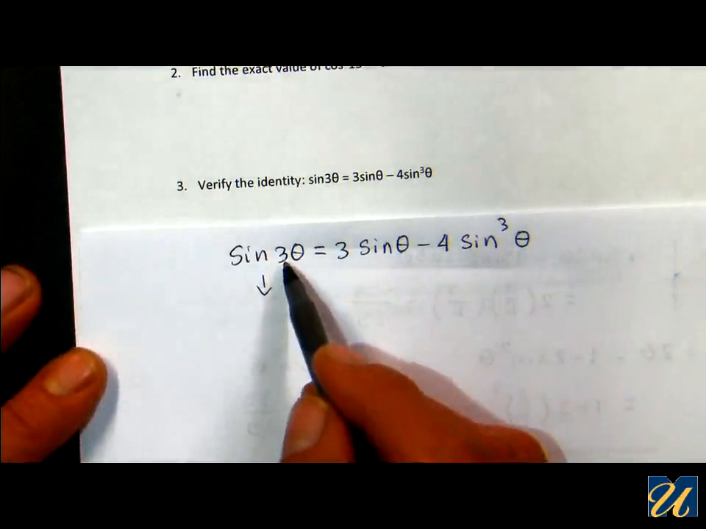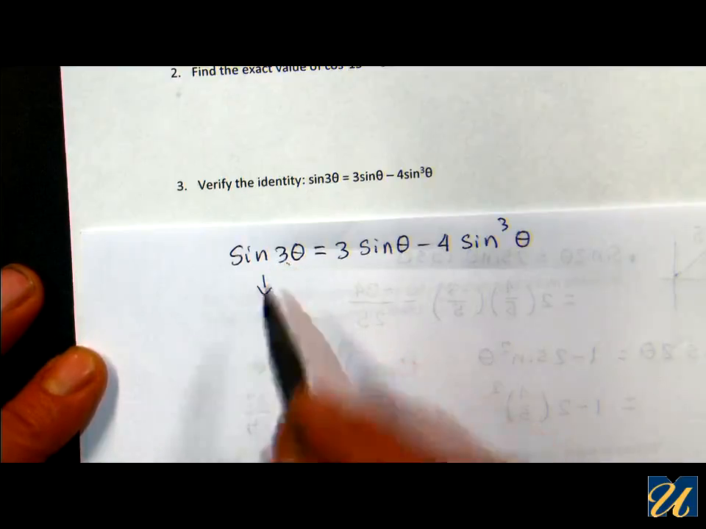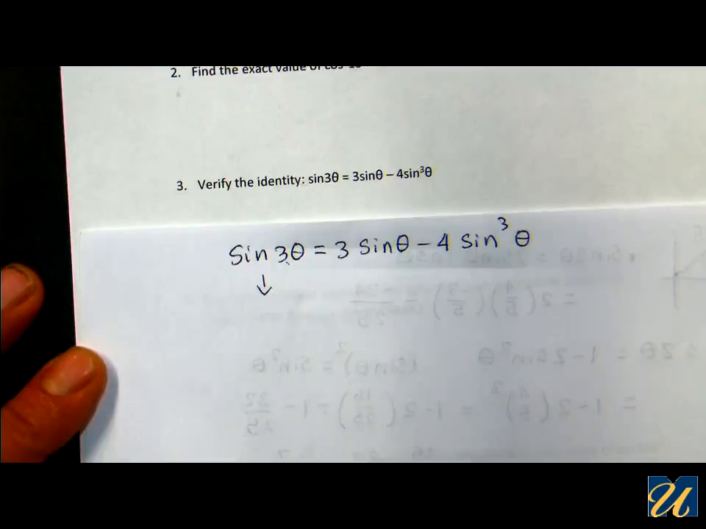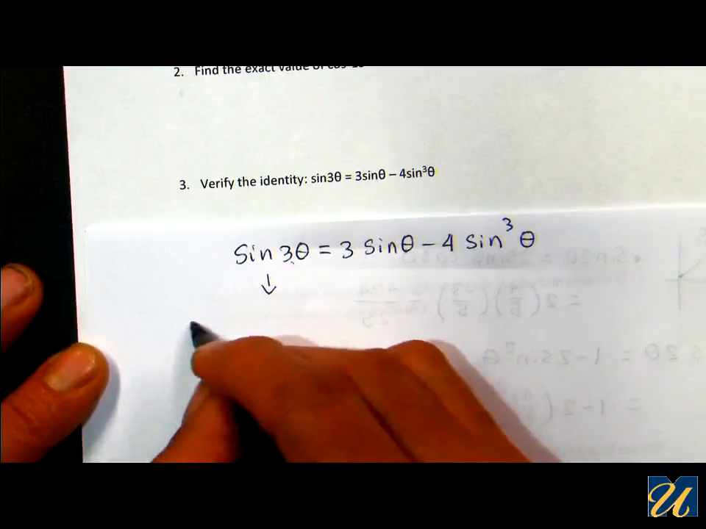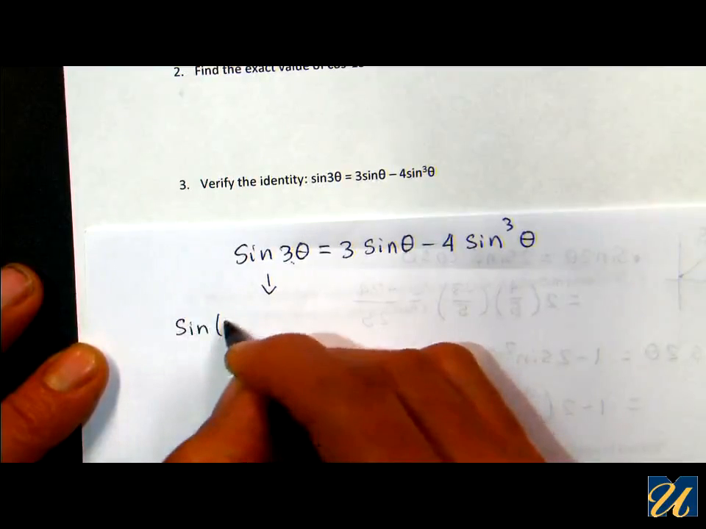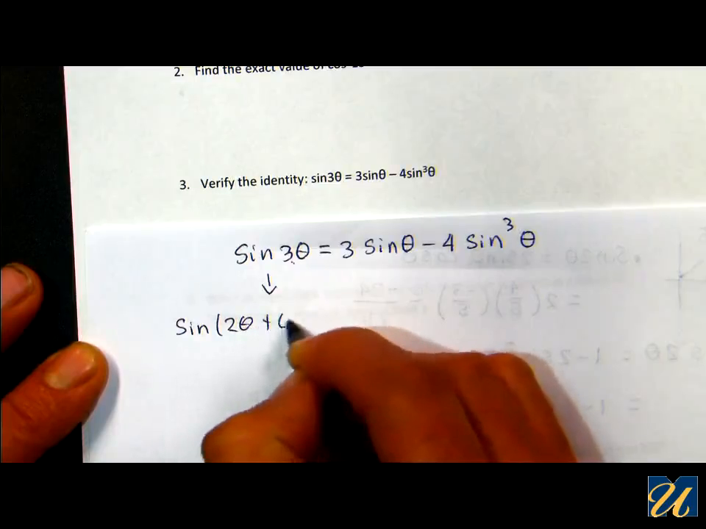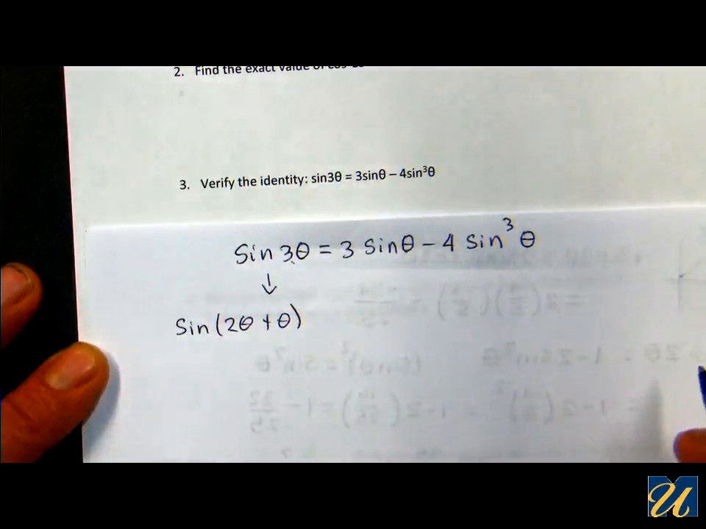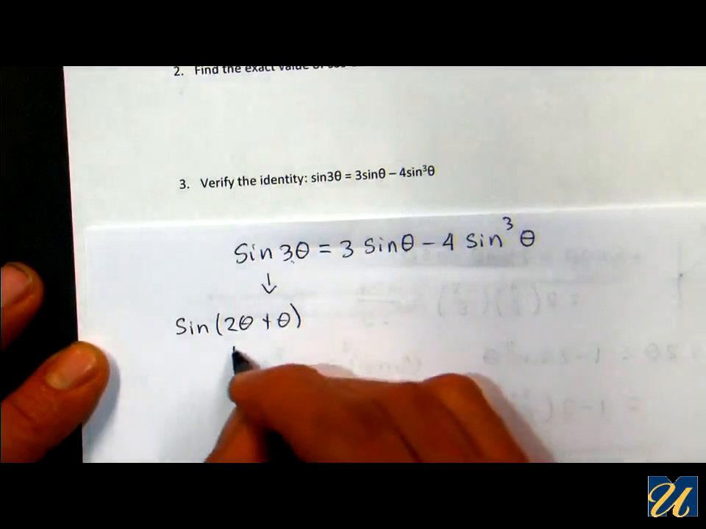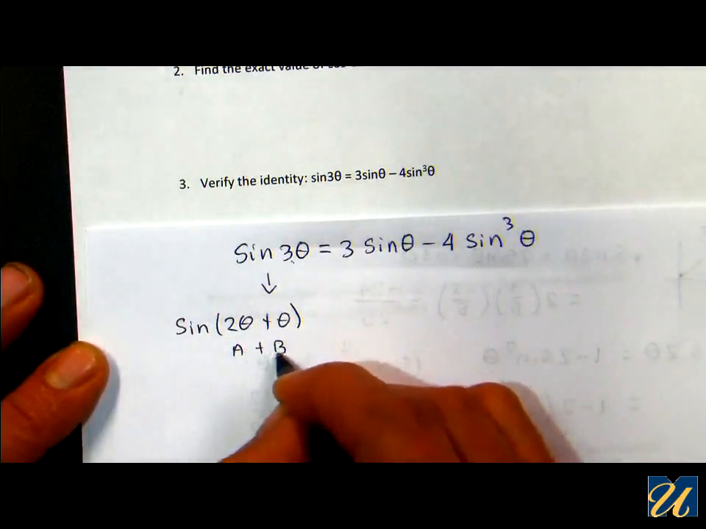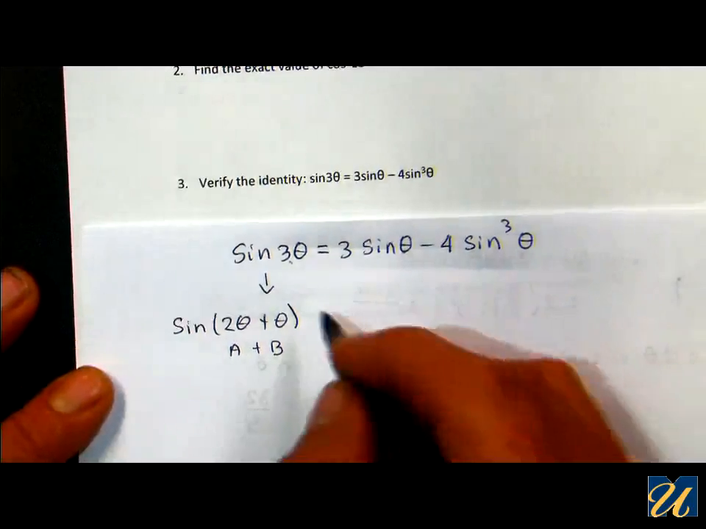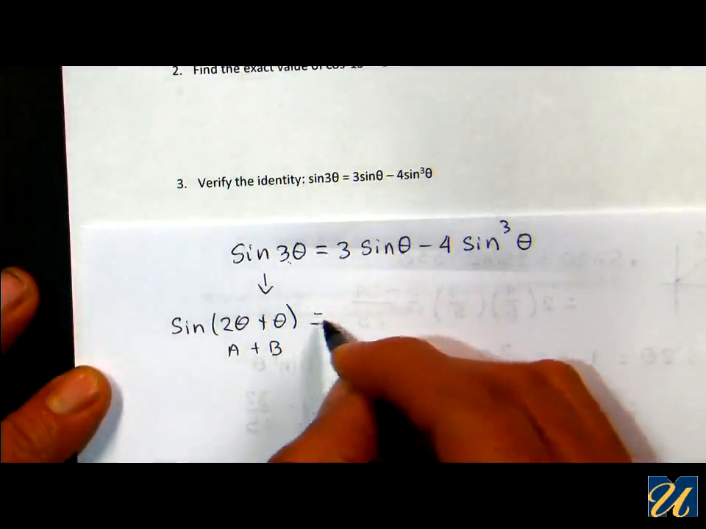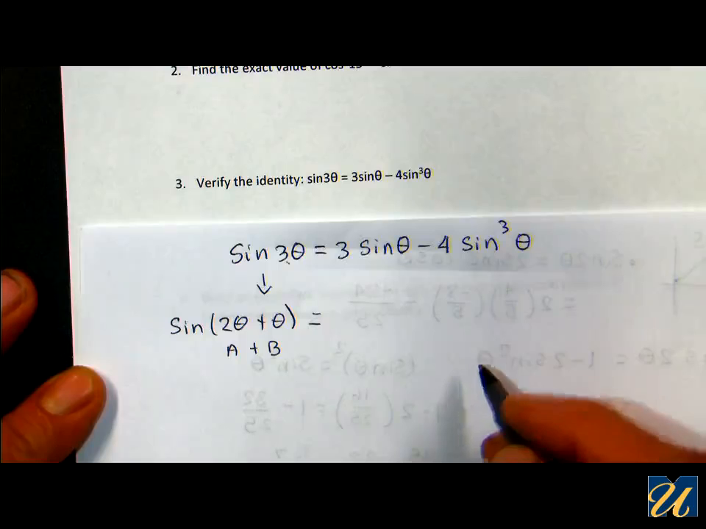Well, unfortunately, if this were 4 theta, I could call it double 2 theta and use a double sine of 2 theta formula. So I think what I'll do is I'll think of this as the sine of 2 theta plus theta. Because 2 theta plus theta would be 3 theta. That's sine of A plus B identity. So we need to get that identity from the formula sheet. And I got it here.